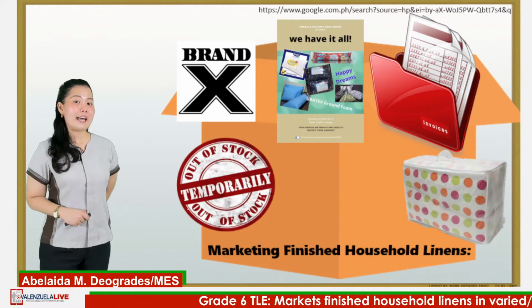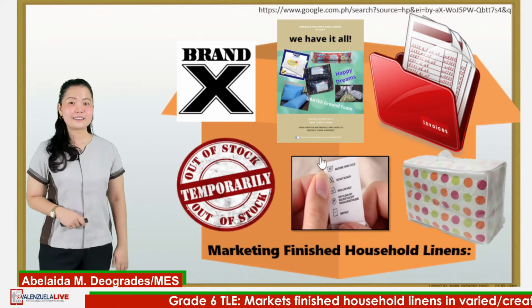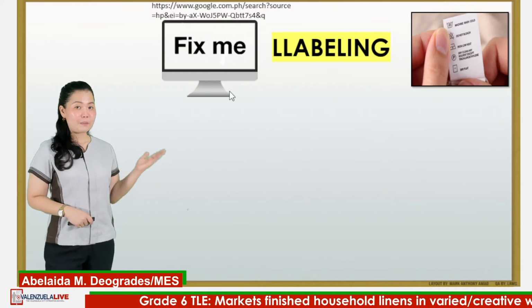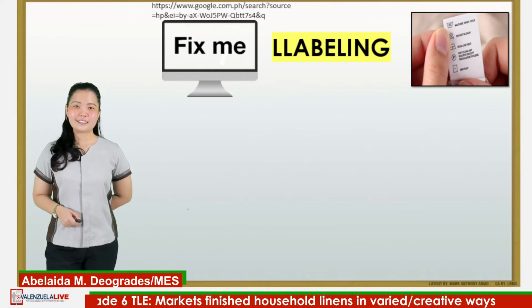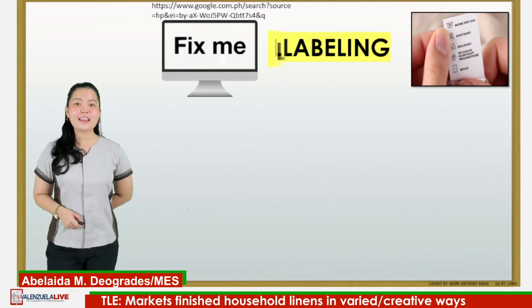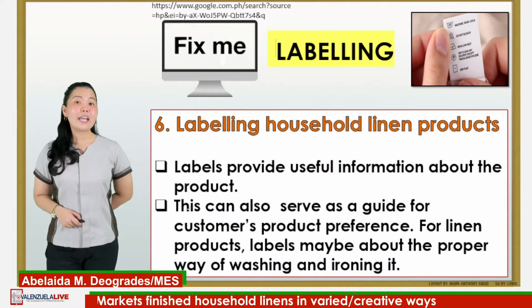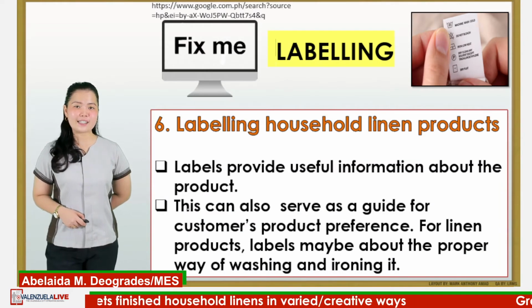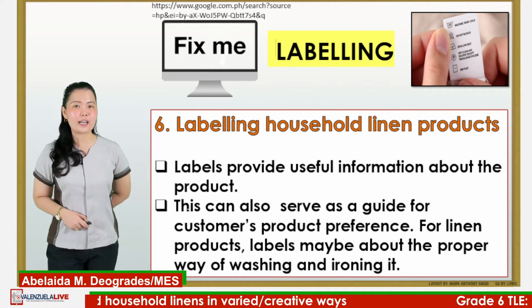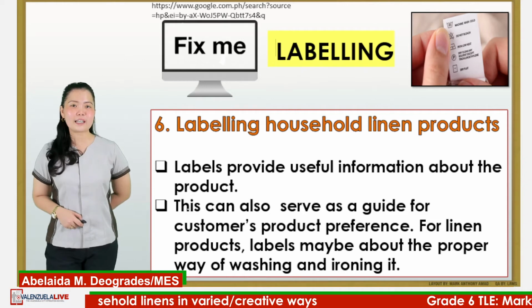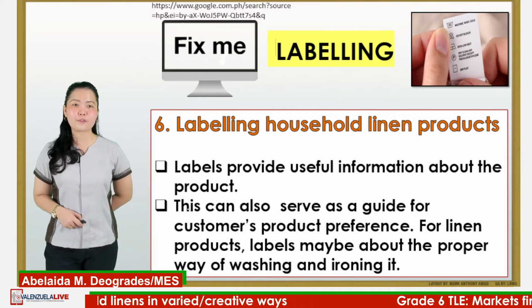And for our last, number 6, fix me, what word is form? The answer is labeling. Labeling household linen products. Labels provide useful information about the product. This can also serve as a guide for customers' product preference.